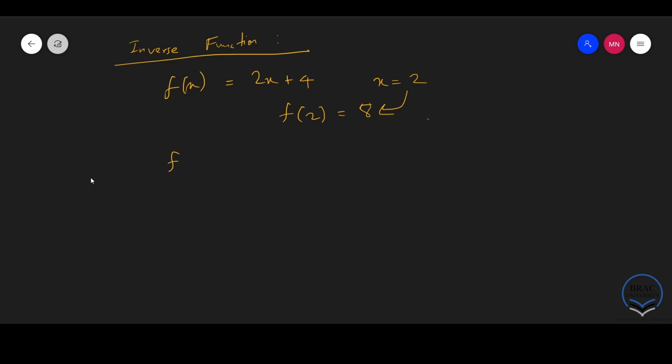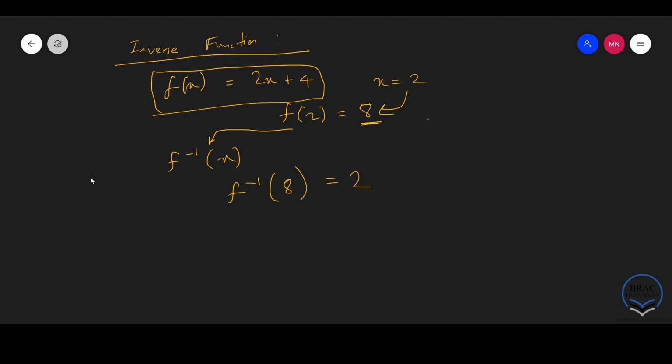So if I find the inverse function of this, all I would do is take 8 as an input into this function. So I would have f inverse of 8, and this will give us 2, right? So I just went from the range of the function f back to the domain of the function f, right?